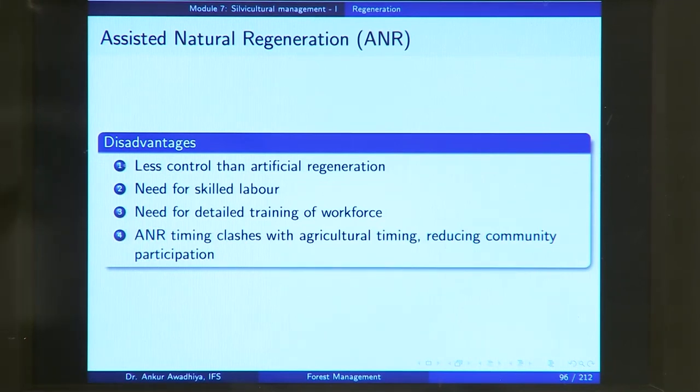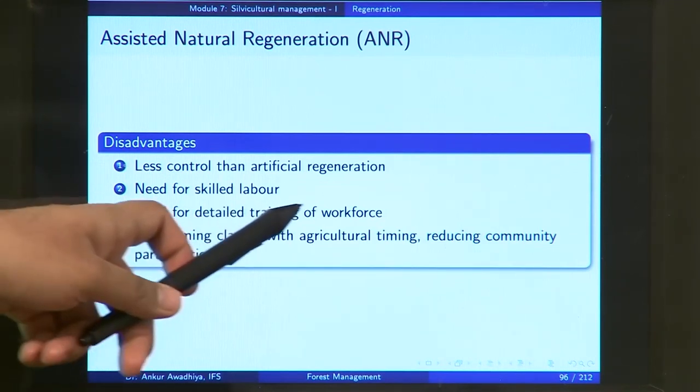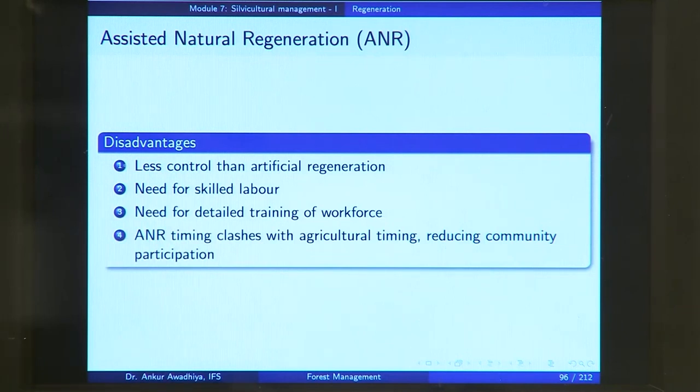Then there is a need for detailed training of the workforce. So, you need skilled labor, you provide them with training. And also another disadvantage is that the ANR timing often clashes with the agricultural timing, which reduces community participation.